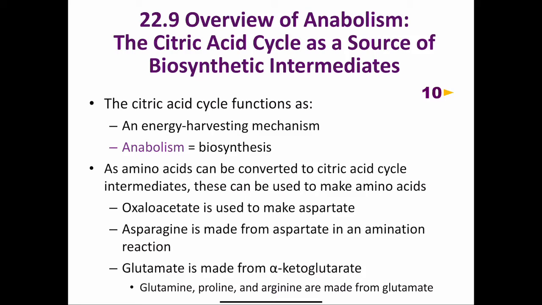So far, we have talked about the citric acid cycle only as an energy harvesting mechanism. We have seen that dietary carbohydrates and amino acids enter the pathway at various stages and are oxidized to generate NADH and FADH2, which, by means of oxidative phosphorylation, are used to make ATP. However, the role of the citric acid cycle in cellular metabolism involves more than just catabolism. It plays a key role in anabolism or biosynthesis as well.